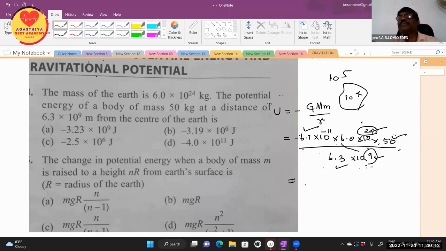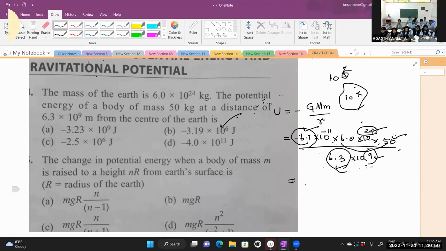When you multiply this, 6 into 5, 30, and another 0. Therefore, it becomes 10 to the power of 6. Here, there may be an answer. When you multiply 6 into 5, that will be approximately 3. When you consider 6.7 and 6.7 are equal, therefore approximately the value will be minus 3.19 into 10 to the power of 6 joule. That is the method of arriving at the answer very quickly in a short span of time. Understand, students? Yes, sir.